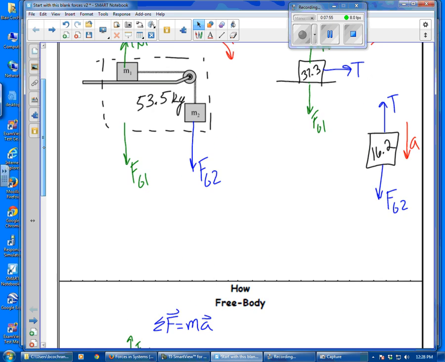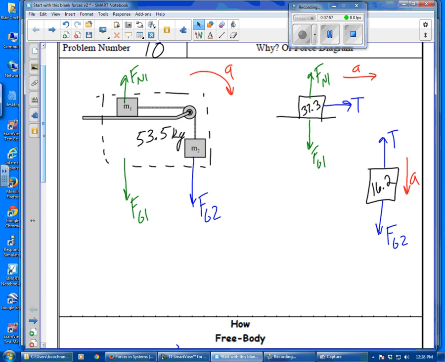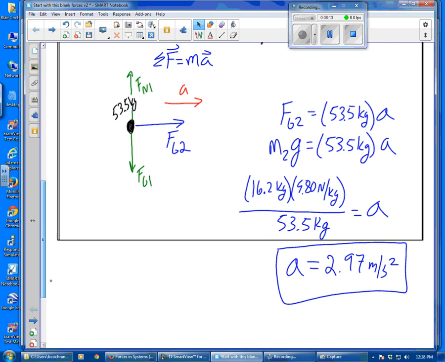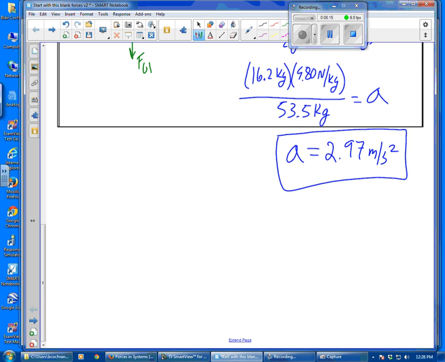So now they want to know what the tension is, and I could use either individual body to find the tension. I think I'll use the mass 2, just because I feel like it. So start with my equation. Fill it in pictorially.